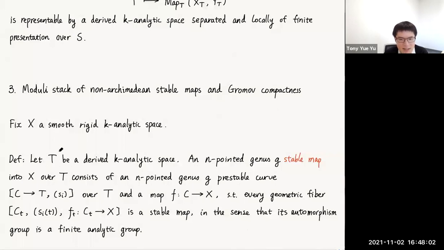For any base T, an n-pointed genus g stable map into X over T is just the same definition as in algebraic geometry. So first, it's a pre-stable curve over T together with a map such that every geometric fiber is a stable map, in the sense that its automorphism group is a finite analytic group.